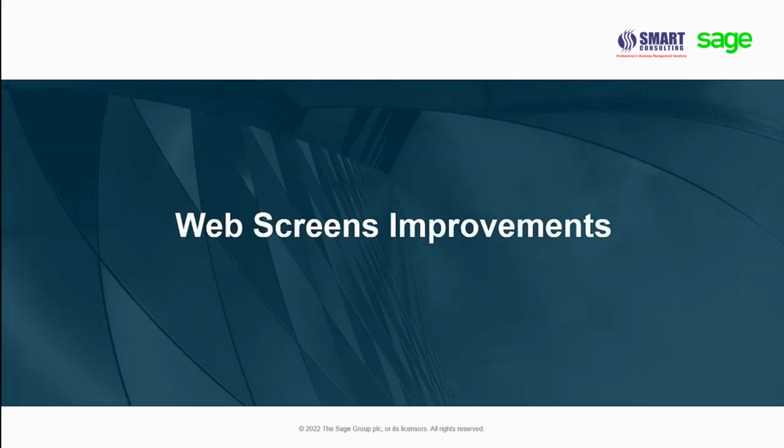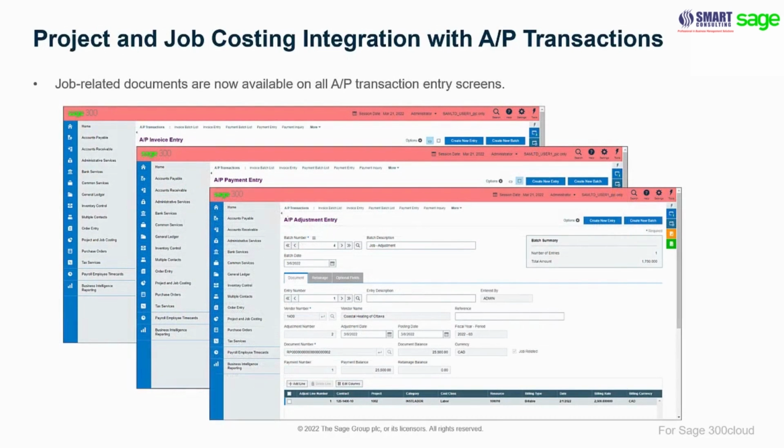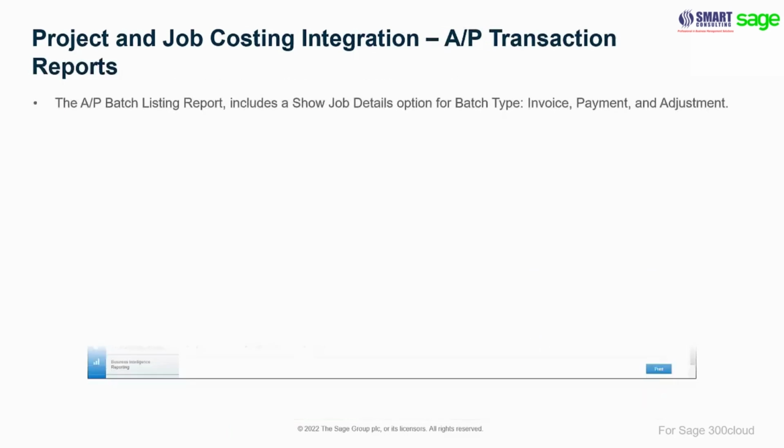This release also includes additional improvements to web screens. If you use Sage 300 Project and Job Costing to manage contracts, you can now enter and work with job-related documents on all AP transaction entry screens. In the previous release, the Accounts Payable Invoice Entry screen included a new checkbox to make the invoice job-related. With this release, the AP Payment Entry and the AP Adjustment Entry screens also include this new job-related option.